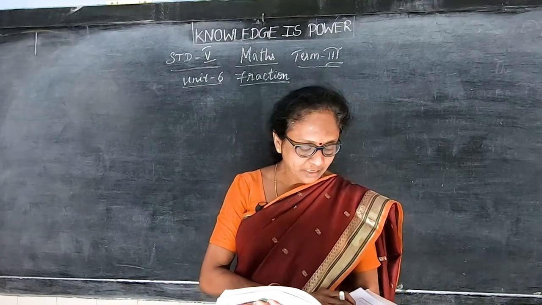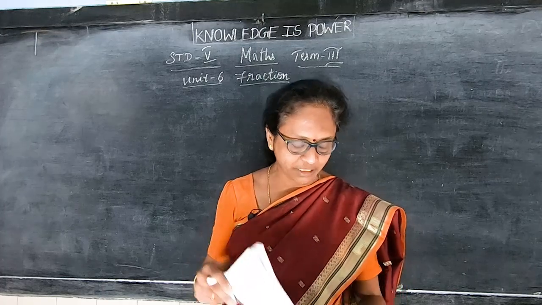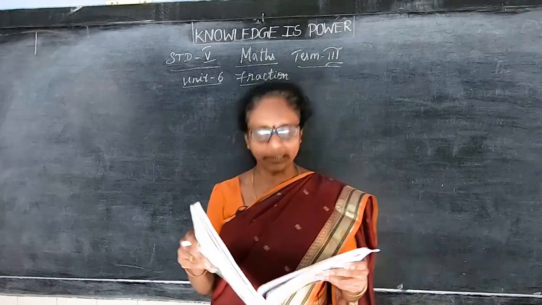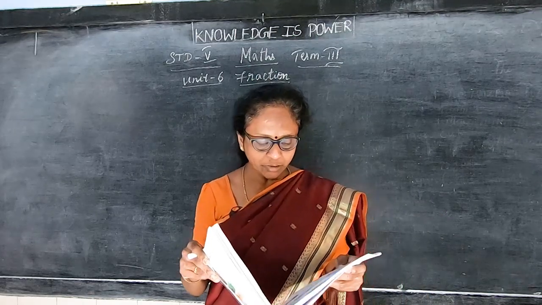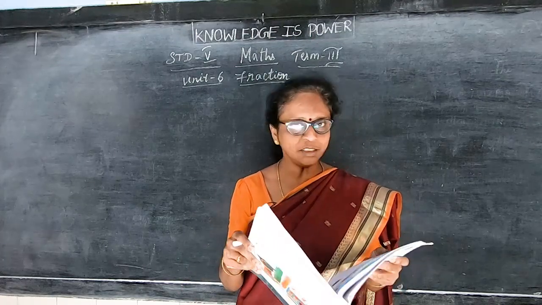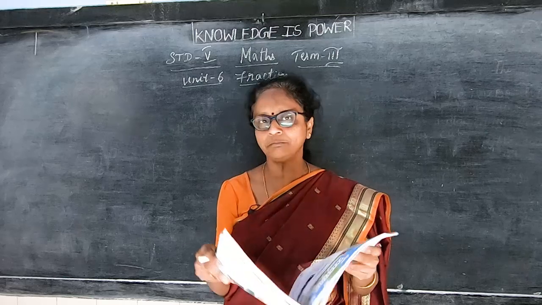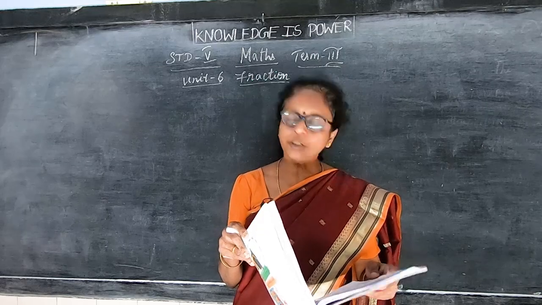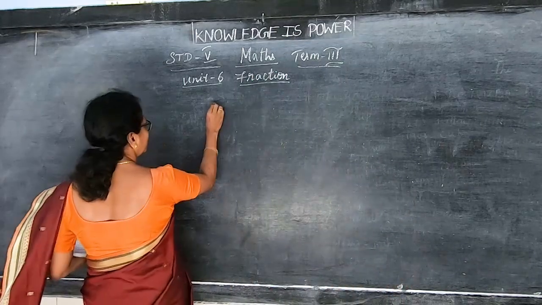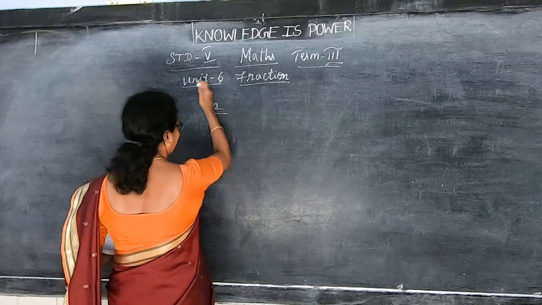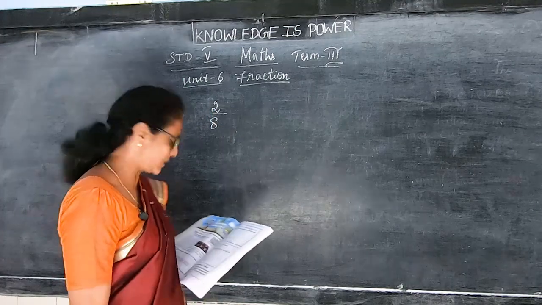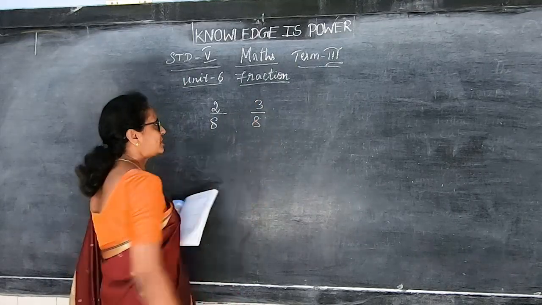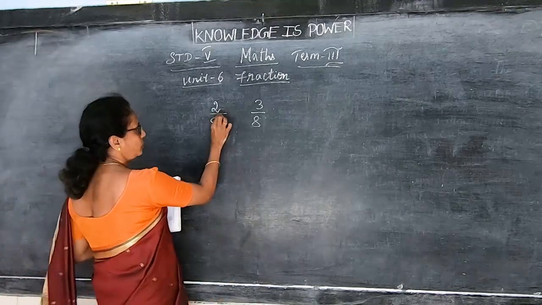Radhika bought a chocolate bar which is divided into 8 pieces and she wants to share it with his brother Tarun. So 8 pieces of chocolate bar are there. She wants to give 2 parts out of the 8 to her brother. So 2 by 8. And 3 parts she gives to his sister. So 3 by 8.